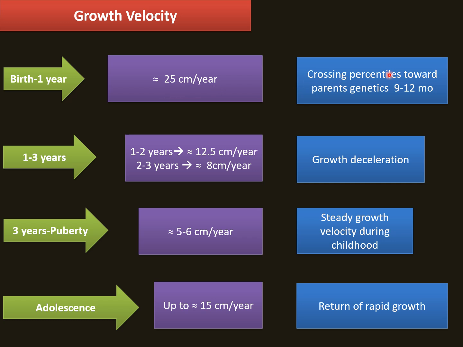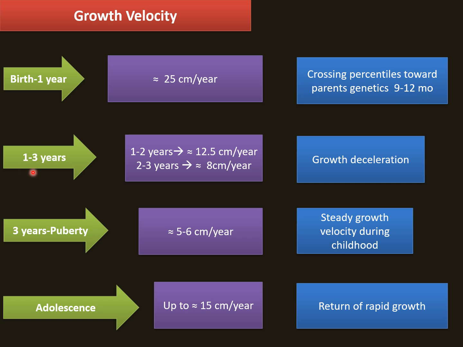And you may see crossing percentile towards the parent's genetic potential. For example, if you have a small infant born to tall parents, you may see upward crossing in the growth curve. And if you have a large infant born to short parents, you may see downward crossing on the growth curve. And this is usually accomplished by 9 to 12 months of life.